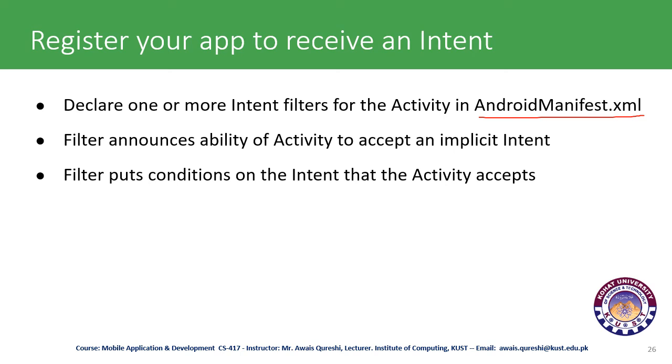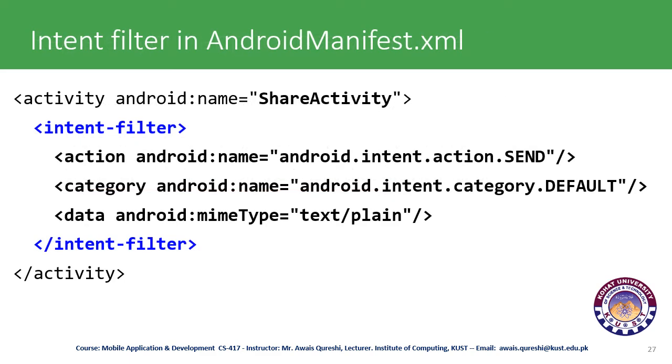A filter announces the ability of an activity to accept an implicit intent, and a filter puts conditions on the intent that the activity accepts. So it's possible to put some filters or conditions on the activity for how it accepts an implicit intent. So this is the code of the Android manifest file, an XML file. Here the tag name is activity, and this is the key and this is the value. The activity name is ShareActivity, and here we are registering an intent.